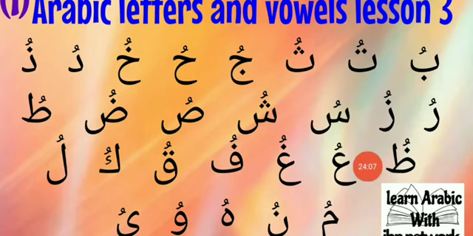Here we have ain together with dhamma. So we say ain dhamma u, ain dhamma u, u.